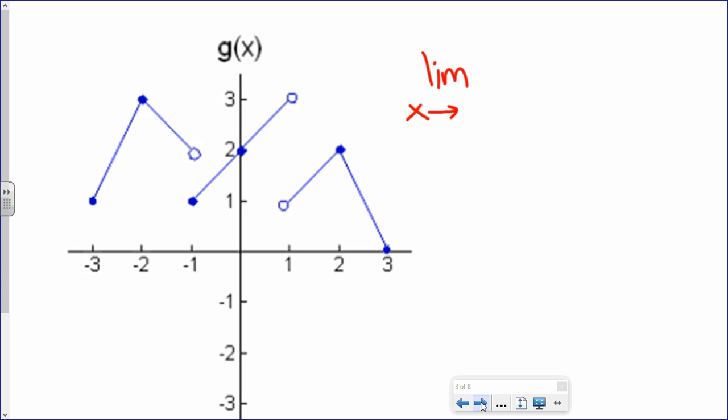Okay, the first limit I want to look at is the limit as x approaches -1 from the right. That little plus sign means we're approaching it from the right. So here x is -1. If we approach from the right side, what y coordinate are we approaching? We're approaching 1. So the limit as x approaches -1 from the right is 1.